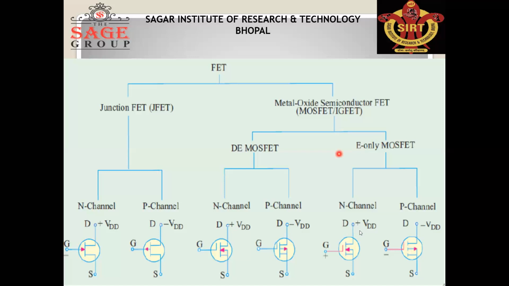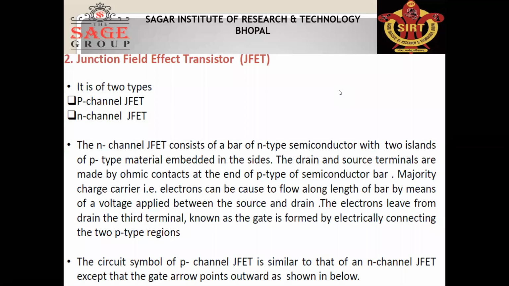Again, junction field effect transistor. As we have studied, there are two types of junction field effect transistor: P channel JFET and N channel JFET. So how will we construct the P channel JFET or N channel JFET? In N channel JFET, for example, we have taken N channel FET. So N channel JFET consists of a rectangular bar of N type semiconductor.